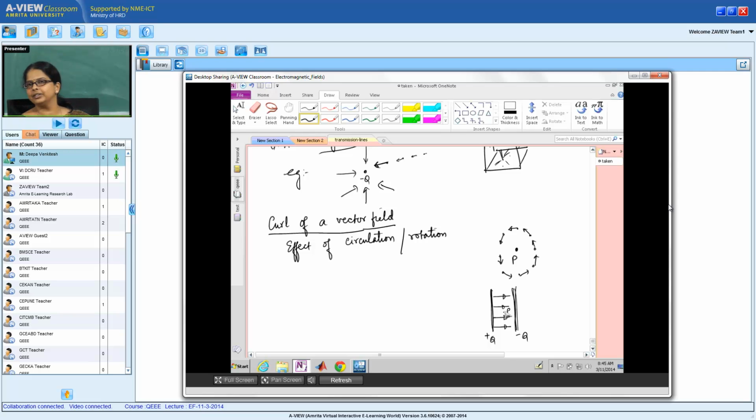Why am I giving this example? Because now if you look at these points at the edges, the field lines are going to do this. Let me draw the bottom edge.